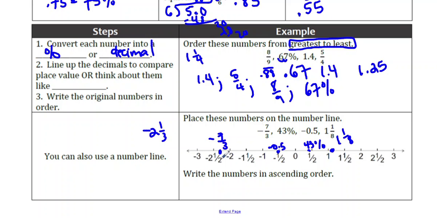So if I was going to look at this in ascending order, meaning it's going smallest to biggest, here's our ascending order: negative 7/3, negative 0.5, 43%, and then 1 1/8. And that's your ascending order, because remember, ascending means you're going from small to bigger.